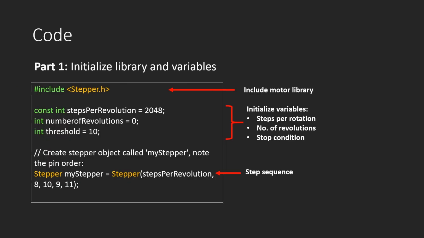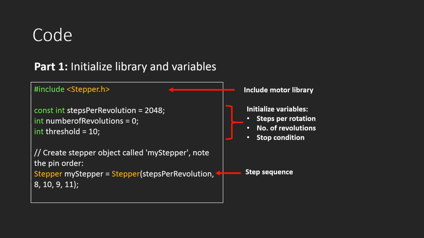The last step is generating the program, which is actually quite simple. I'm going to break down the code in 3 parts. First, we'll include a predefined library called stepper.h, which is the first line of code you see here. Next, we need to define 3 integer variables.